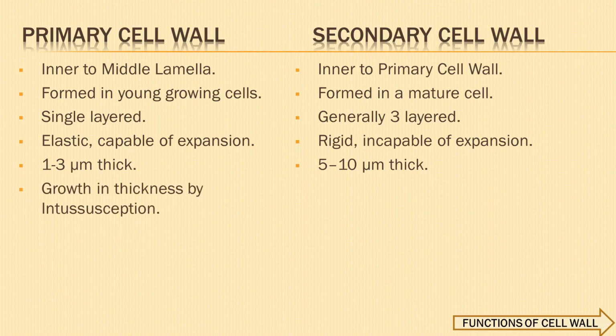Growth in primary cell wall is by intussusception. In the case of secondary cell wall, growth in thickness is by accretion. Let me explain both the terms.